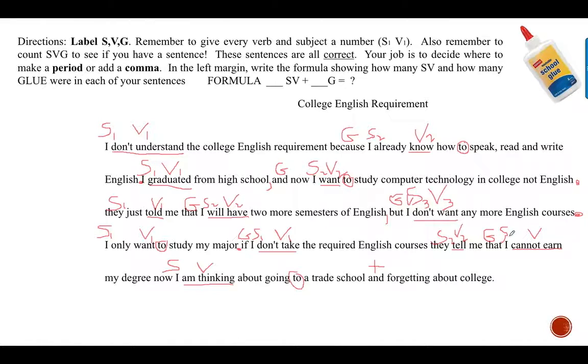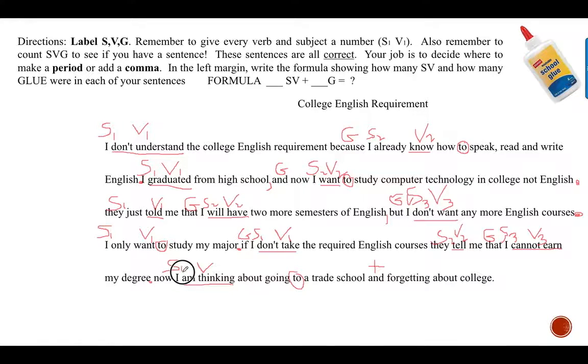Okay, so that works as a glue right there. Tell me that. They tell me that. You're thinking about what kind of glue that is? That I cannot earn my degree. Now, not glue, transition word. We're going to need a period there.